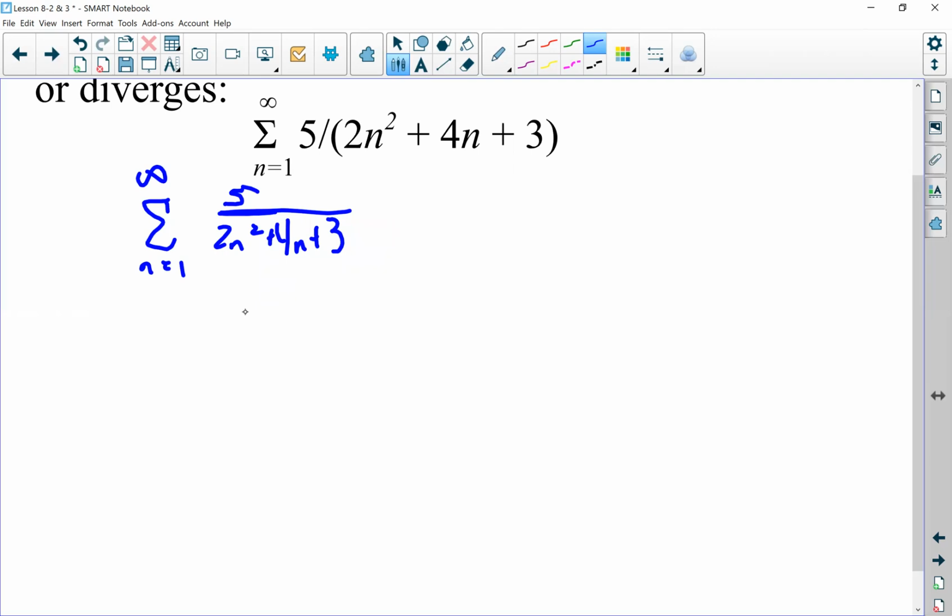So we're going to look at how n squared compares to 2n squared plus 4n plus 3. Well, because n has to be 1 or larger, we're going to get greater than there. Okay. Now, if I take the reciprocal, that switches my inequality.